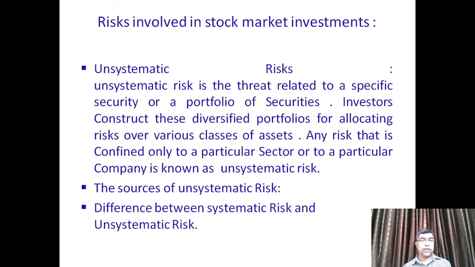So basically, there are two types of risk: systematic risk and unsystematic risk. Also, there is one more risk called systemic risk. Okay, so I hope you will be able to understand this very well. And in case you have doubts, you can feel free to contact us. Thank you.